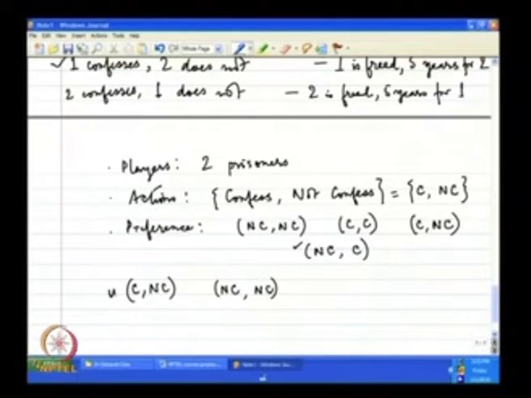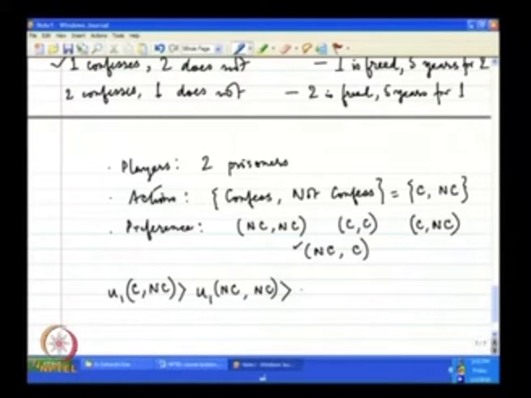So U1 of C NC should be greater than U1 of NC NC. U1, if you remember, is the payoff function of the first player. So U1 of C NC is the highest. That's why I have written it in the leftmost part. Then comes C C, where both of them are going to jail, but not for bank robbery. So that is for only 3 years.